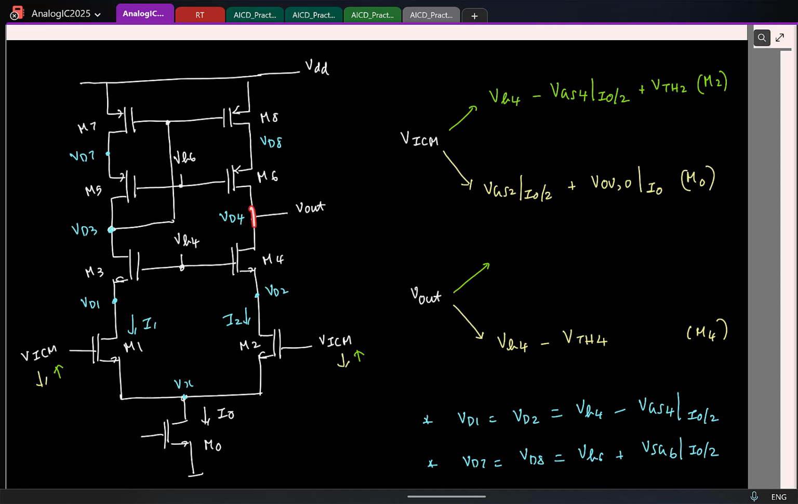Yeah, remember this is the drain voltage for both M4 and M6. Now for a PMOS transistor, drain voltage cannot be higher than the gate, right? So if the drain voltage keeps increasing here, M6 will move out of saturation.